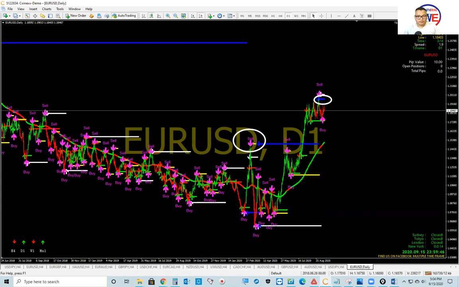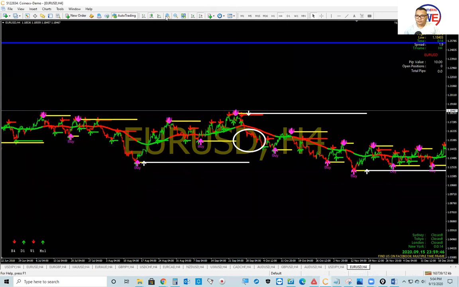So look at here. Let me make this one. And then I'm going to go to 4 hours. 4 hours, daily, weekly, monthly, boom, all line up saying the market is bullish. So now let's go to 4 hours. Let me delete all this because I don't want to confuse anyone. Let me go to 4 hours.